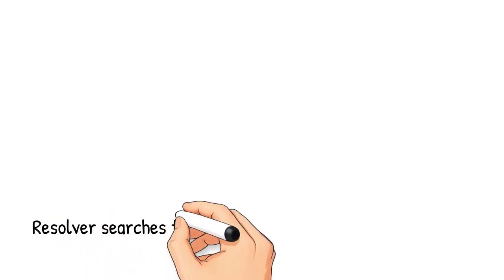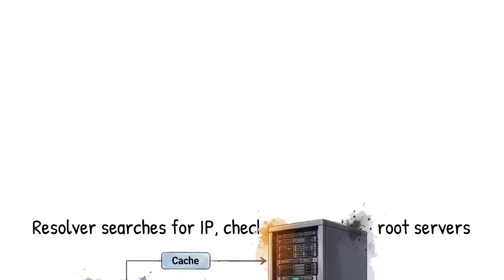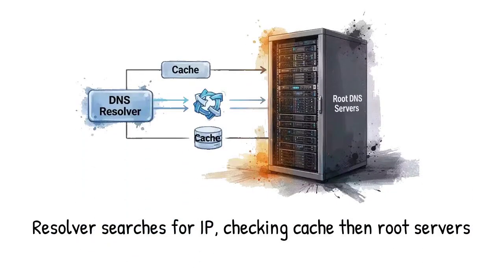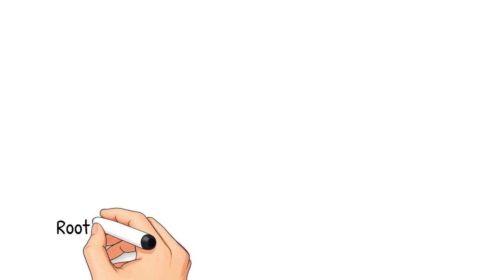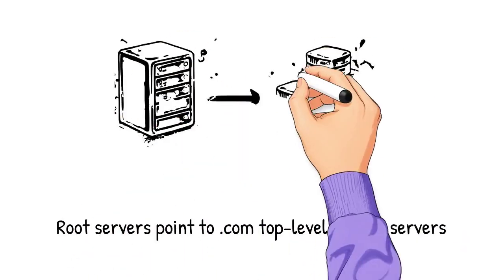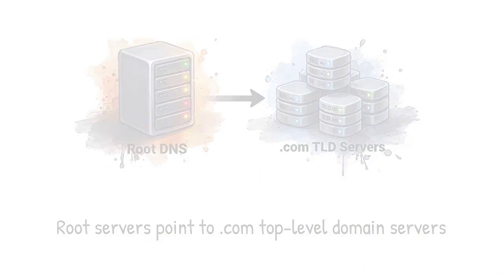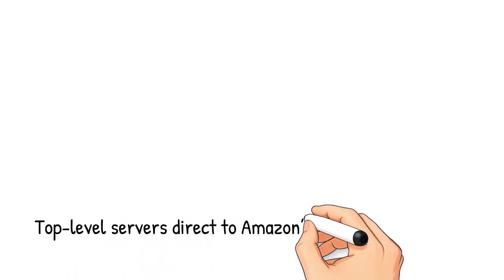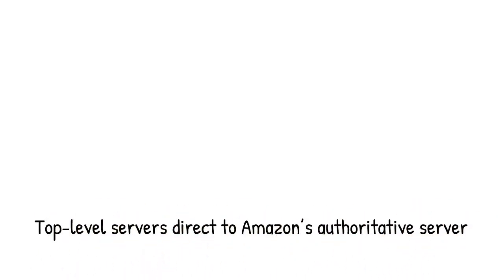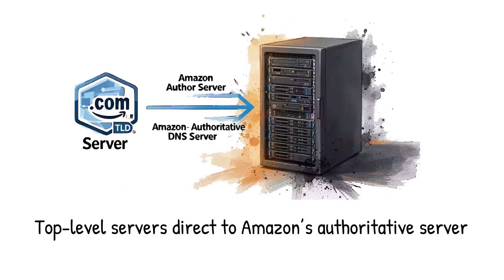The resolver then begins searching for the correct IP address. It may check its own cache. If it doesn't have the answer, it contacts the root DNS servers, the highest level of the DNS hierarchy. These servers don't know the IP address of Amazon.com, but they know where to find the next level, the .com top-level domain servers. The resolver then contacts the .com servers. These servers don't know the exact IP either, but they know which authoritative DNS server is responsible for Amazon.com.